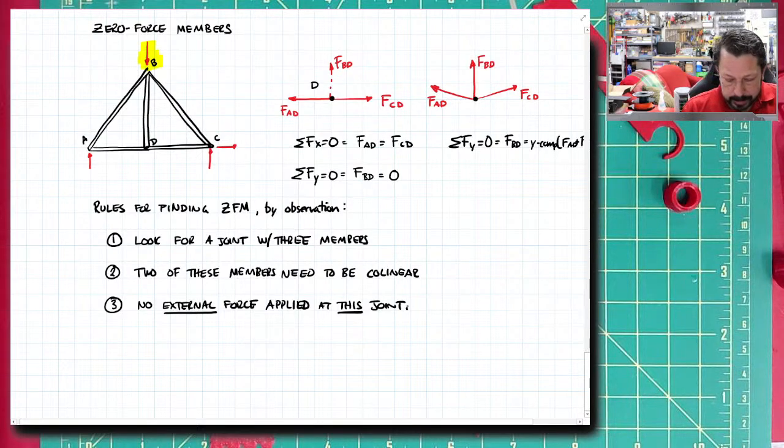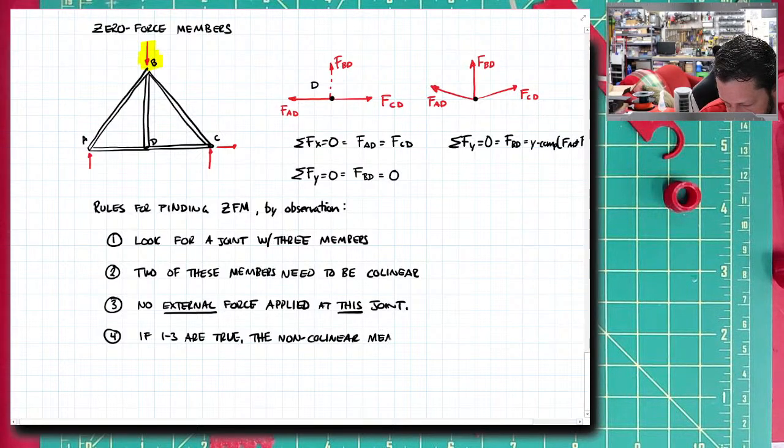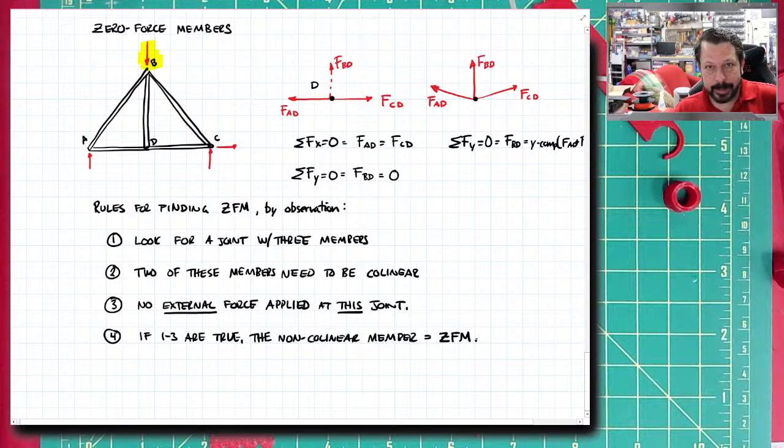So if these 3 things are true, so if 1 through 3 are true, the third member, or the non-collinear member, is a zero force member. Meaning that if you were to write the equations for summation of forces in X or Y at that joint, one of those equations will tell you that that third member is 0. It has 0 force.